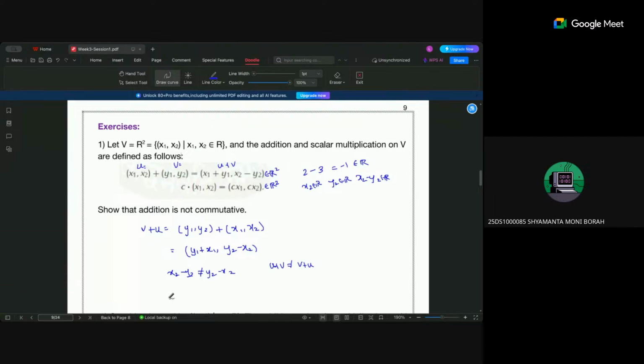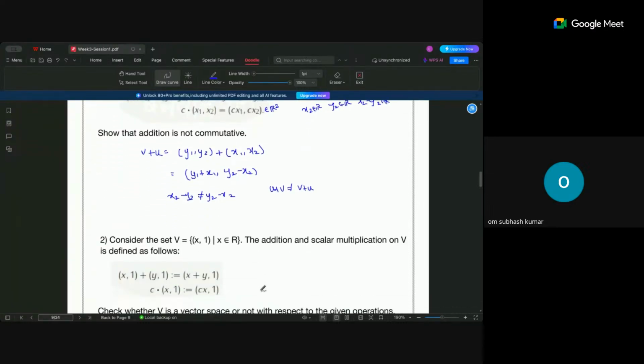How is it minus here? That is how we are defining addition here. For these second components, you have to subtract. That is how we are defining addition here. Okay, fine. Let's move to the next one.